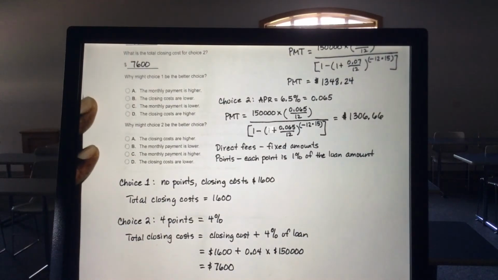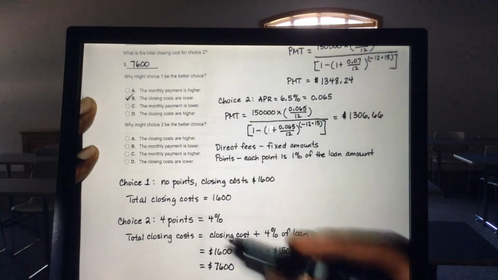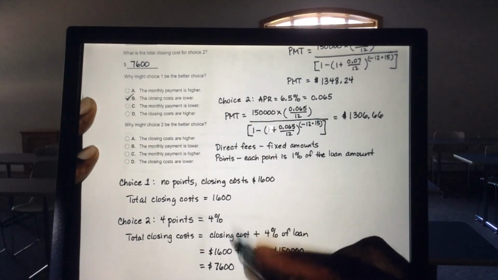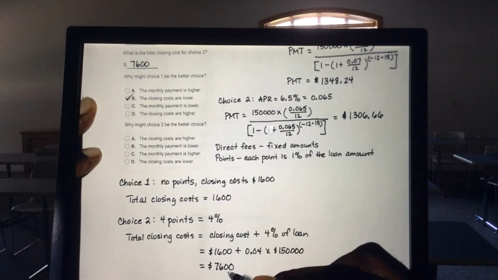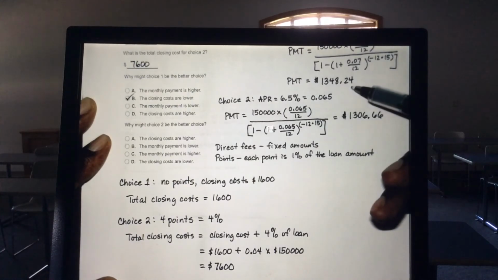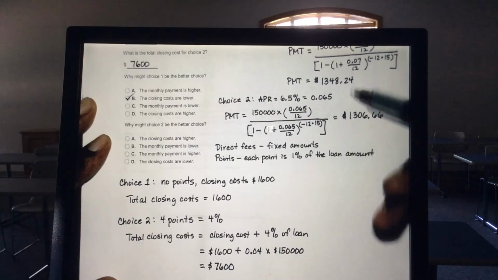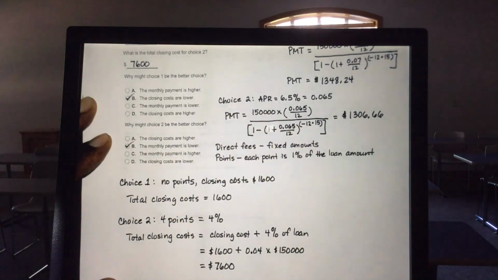Now, why might choice 1 be a better choice based on these answers here? Choice 1 might be a better choice because of the lower closing costs if you compare the two. Now, why might choice 2 be better? Well, if you look at the monthly payment for choice 1, that's this amount, and choice 2, it's lower. So here, choice 2 might be better because of the lower monthly payments. Okay?